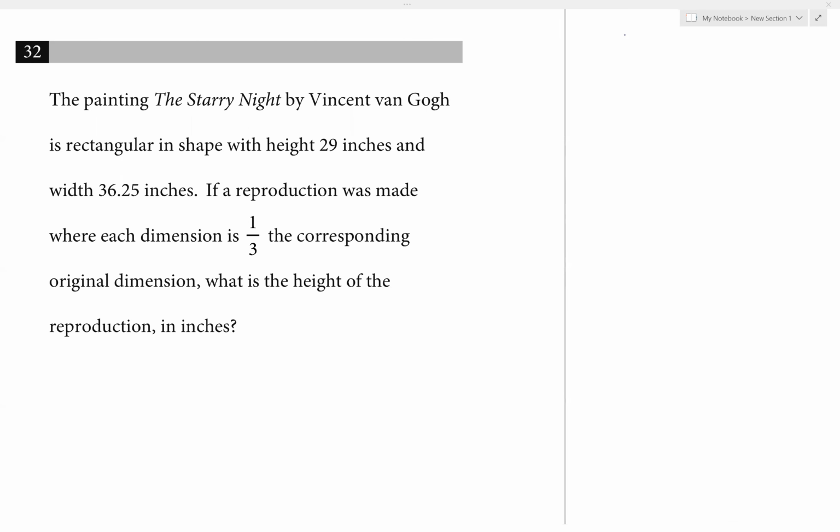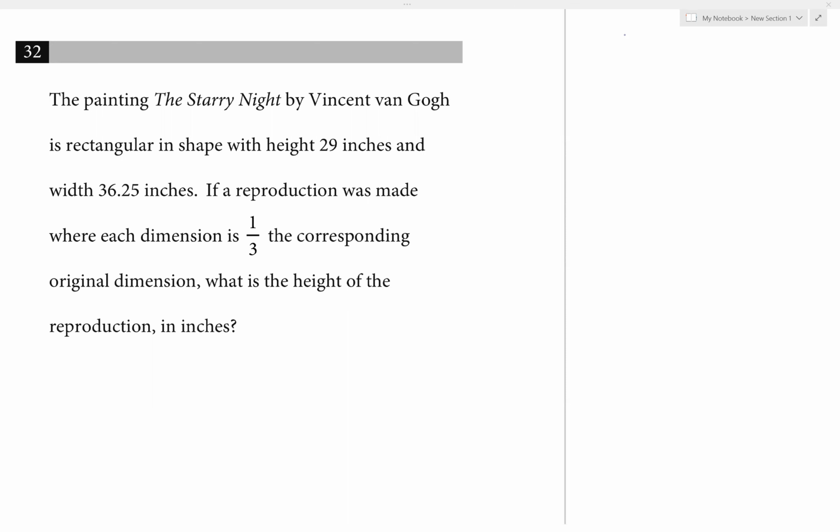All right, number 32. The Starry Night by Vincent Van Gogh is rectangular in shape with height 29 inches and width 36.25 inches. If a reproduction was made where each dimension is 1/3 of the corresponding original dimension, what is the height of the reproduction in inches?